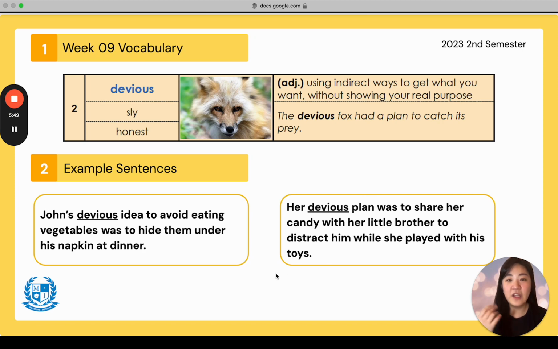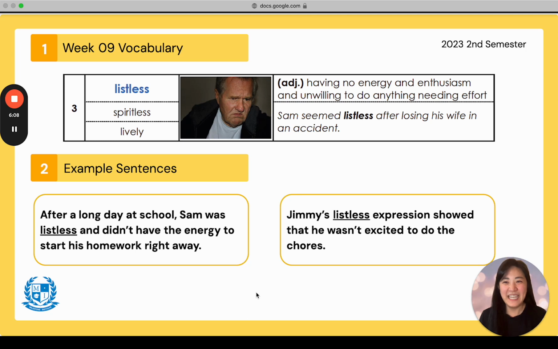Wonderful. This can also tie in with what you're reading in Into Reading. And maybe you guys can share with TJ about how one of the characters in your Into Reading book was devious. Number 3.